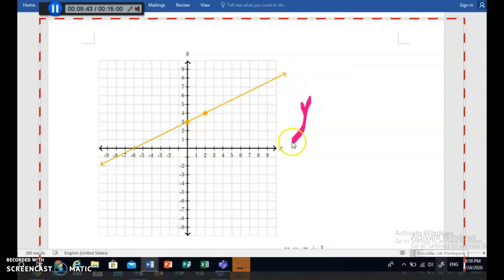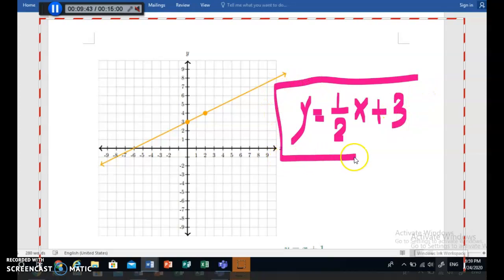y equals m, the slope, 1 over 2. Go up 1 and then over 2 steps, 2 units, x, and then plus the y-intercept. Our y-intercept, of course, is the point that touches the y-axis. So it's 3. Okay, got it? Don't forget this knowledge. We'll come back and introduce it many times.